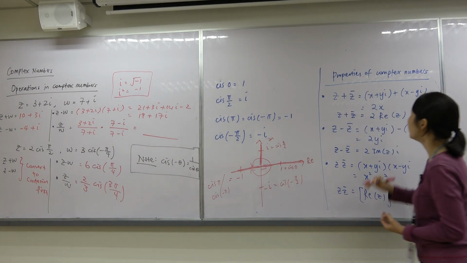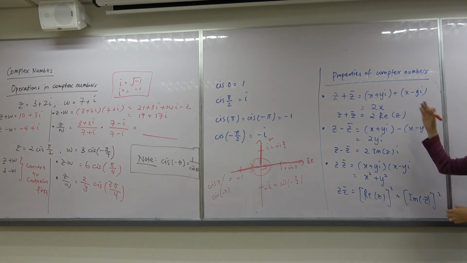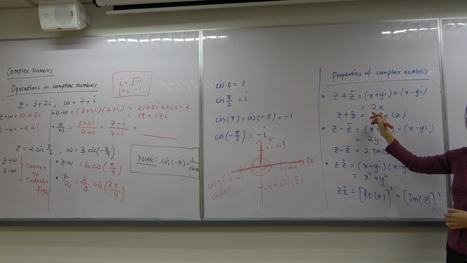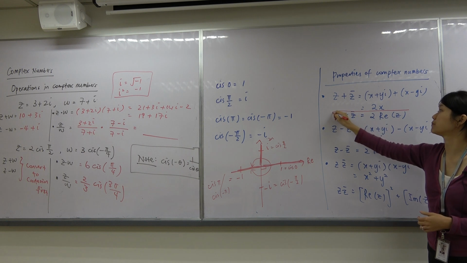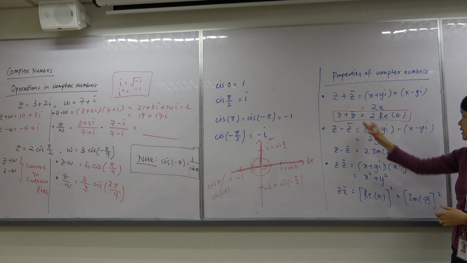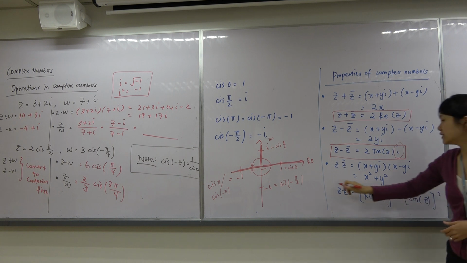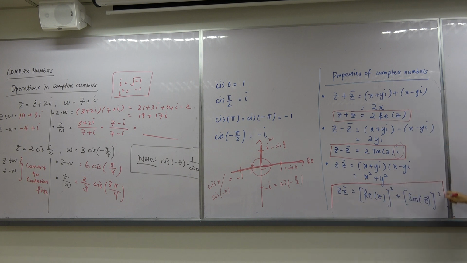And what then for properties of complex numbers? These properties will be useful when you work with application questions later. You will need to note that z plus z bar is equivalent to 2 times the real part of z. You will need to note that z minus z bar is equivalent to 2 times the imaginary part of z times i, and that makes it imaginary. The moment i is around, that makes it imaginary. And what about the last one? z times z bar is equivalent to the real part of z squared plus the imaginary part of z squared. So that is for this video.